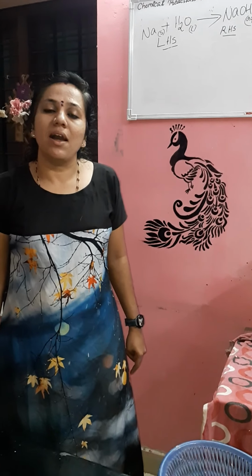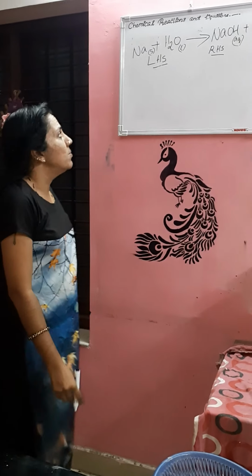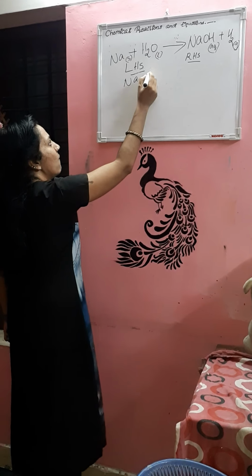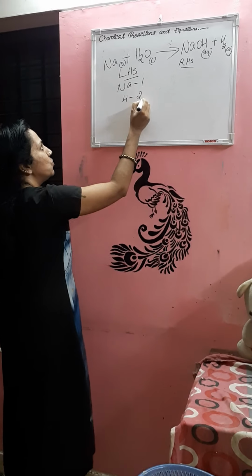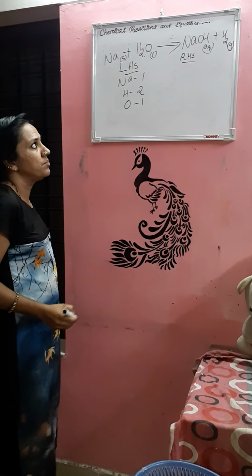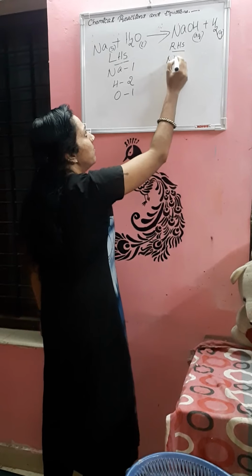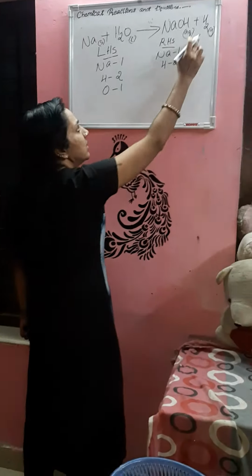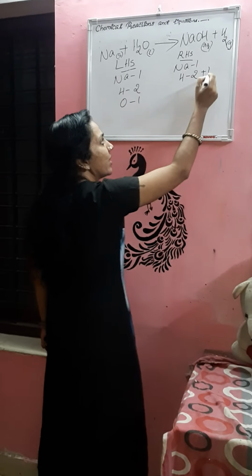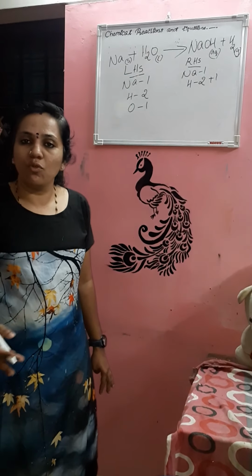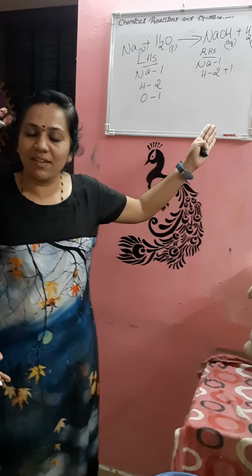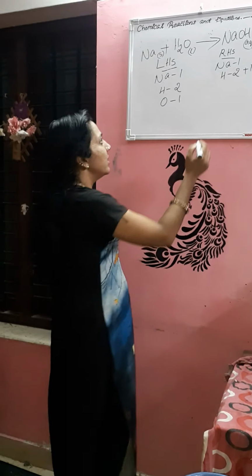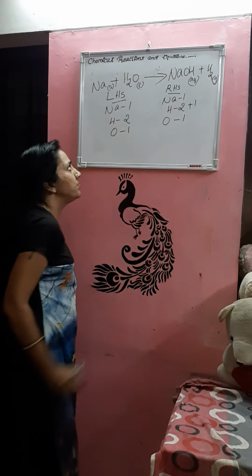Next thing is to balance the chemical equation. So LHS, RHS I wrote. Sodium, here it is 1. Hydrogen, here it is 2. Oxygen, here it is 1. On the other side, sodium 1. The same order you should write. Hydrogen, here 2 plus 1. You can write either 3 or you can write 2 plus 1. Here I am writing 2 plus 1, writing separately the hydrogen of NaOH and H2. The next one is oxygen 1.